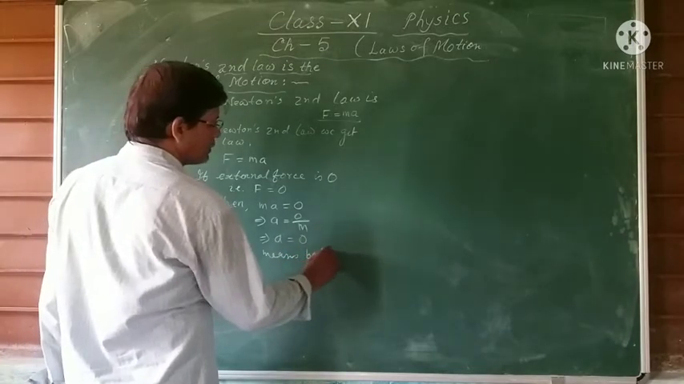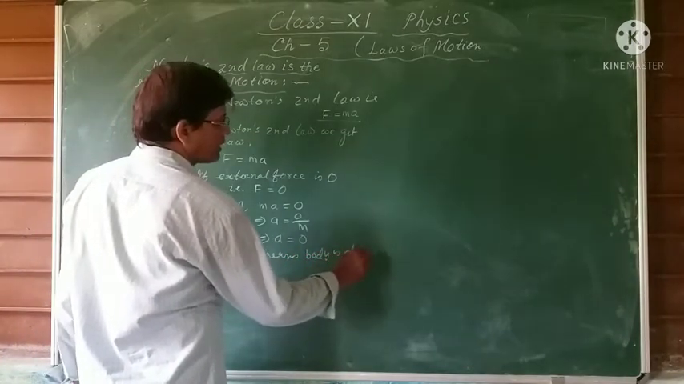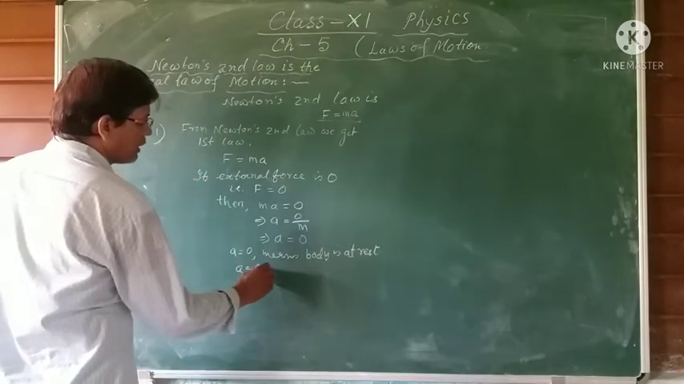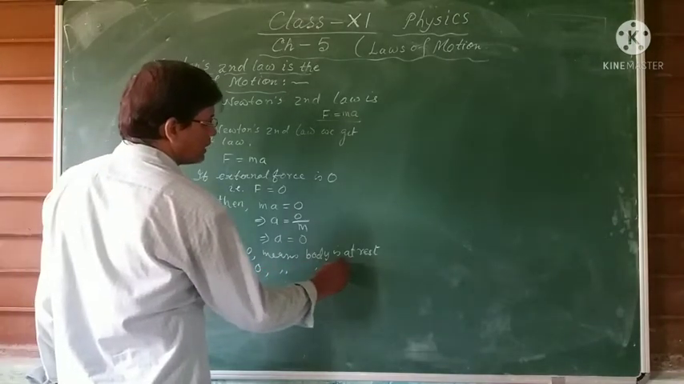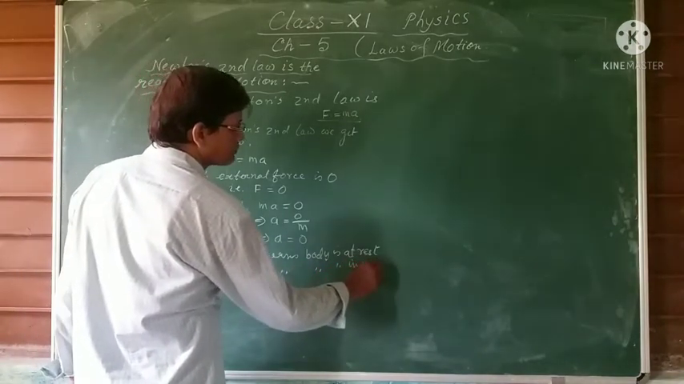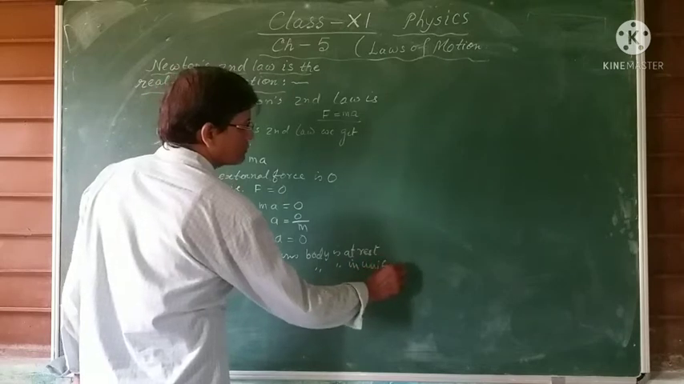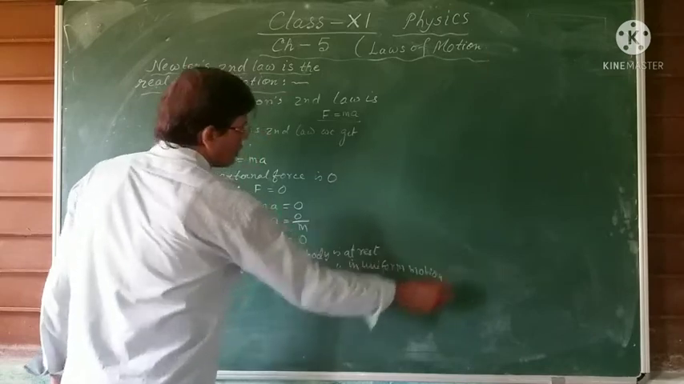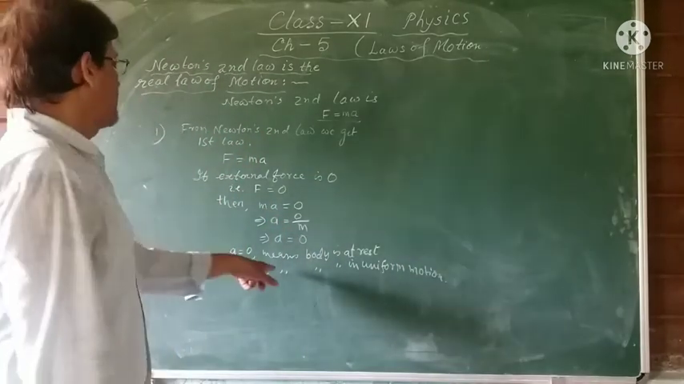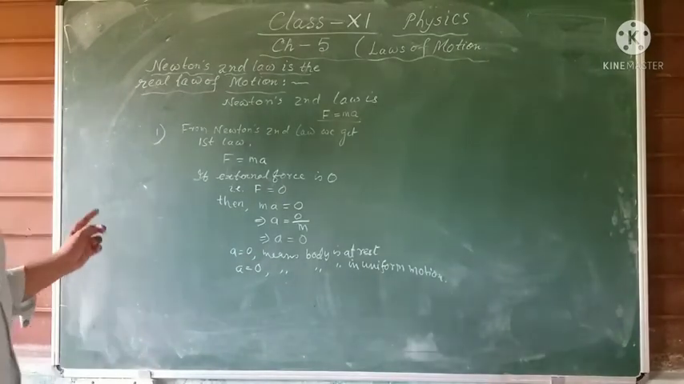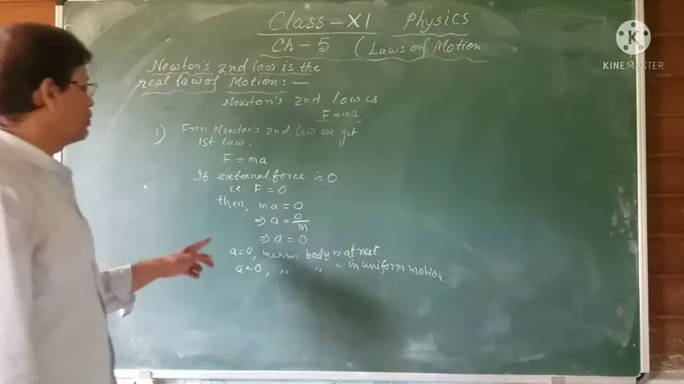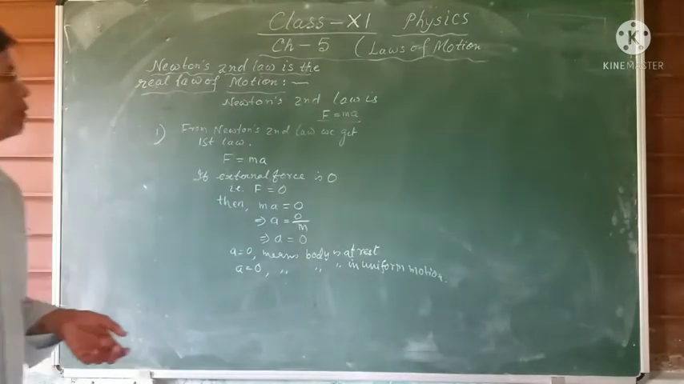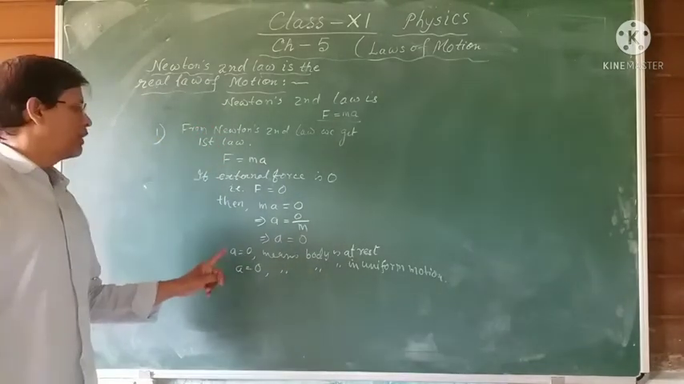A equal to 0 means the body is at rest, or a equal to 0 means the body is in uniform motion. So this is the first law of motion. If no external force is applied, then a body which is at rest will remain at rest, and a body which is in motion will remain in uniform motion. So from the second law we have got the first law.